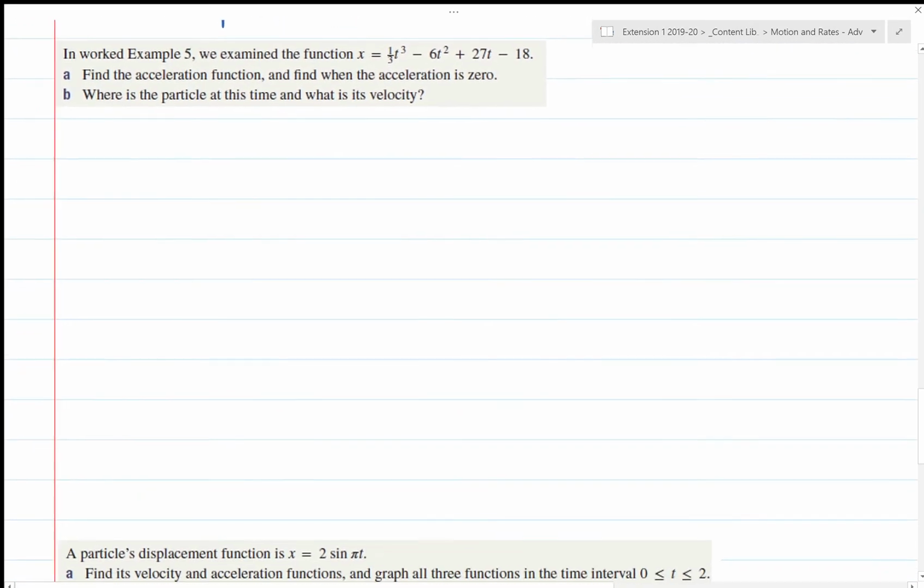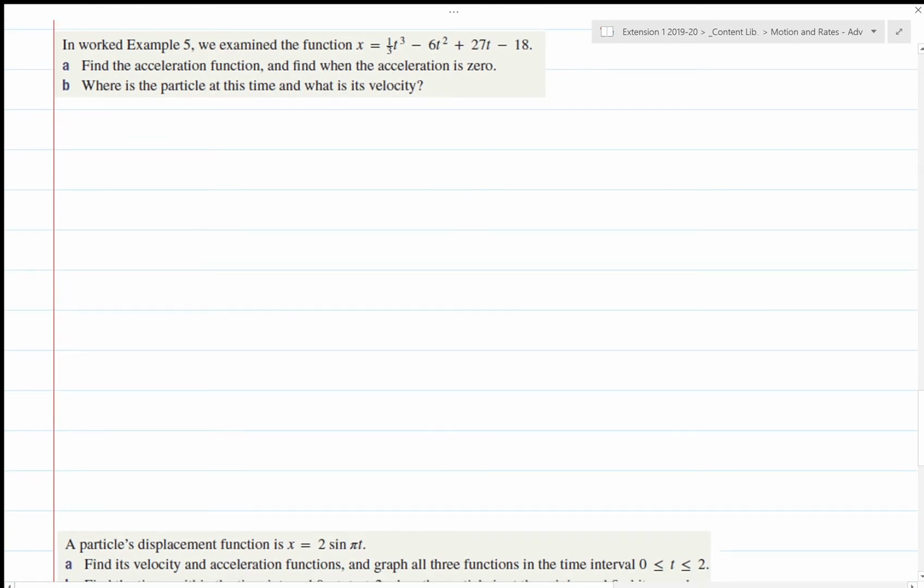Okay, next one. In work example 5, we examine this function, find the acceleration, and when the acceleration is 0. Okay, so x dot is 3t squared minus 12t plus 7. X double dot is 6t minus 12. Set it equal to 0. T must be 2. Where is the particle this time?